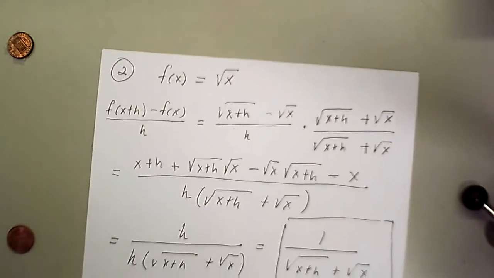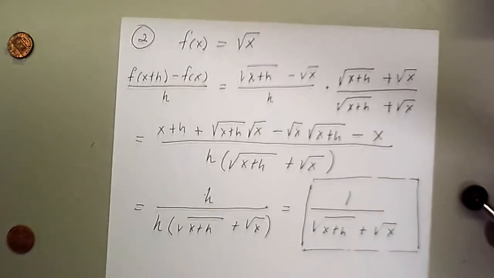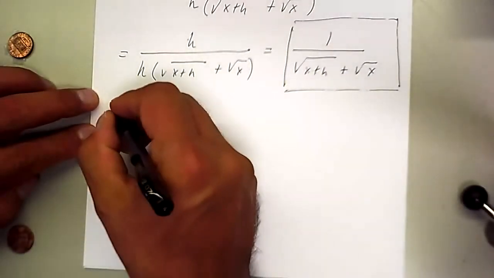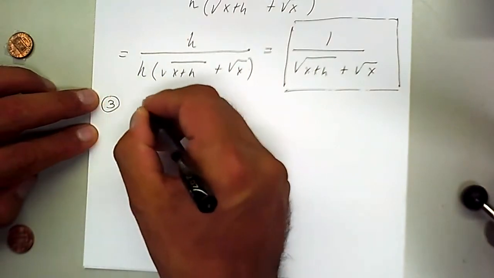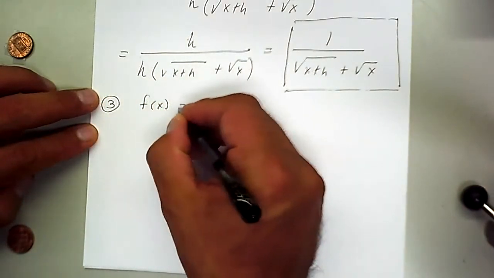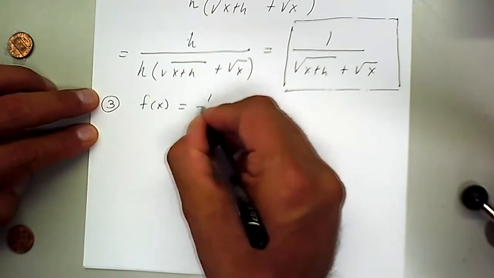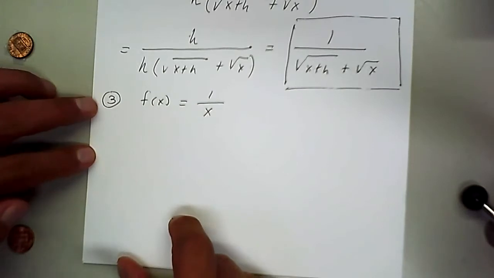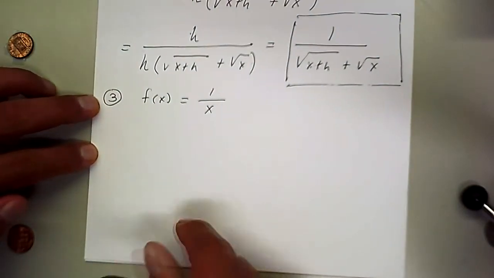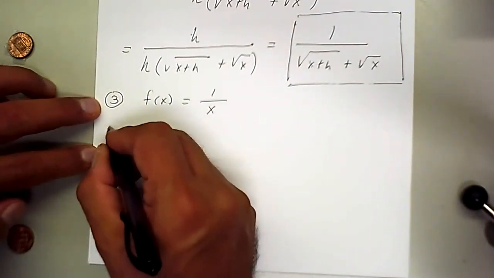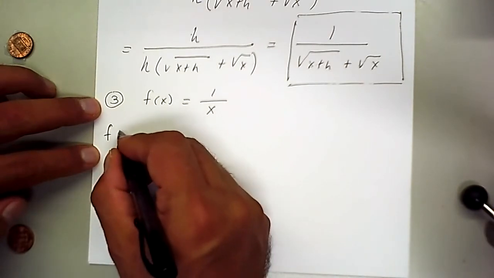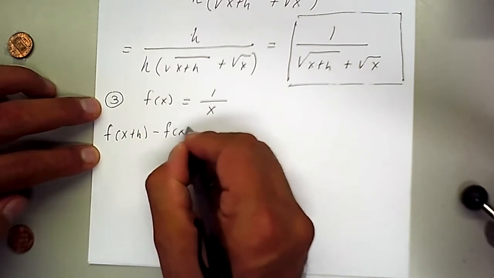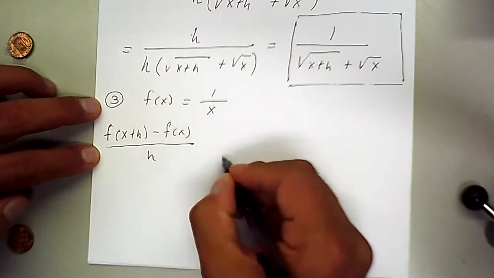Okay. Let's do a third example. Let's see if I can squeeze it in here on this page. Example 3. F of x equals 1 over x. So there's our function, and we want to find its difference quotient. So we're going to do f of x plus h minus f of x, all of that over h.